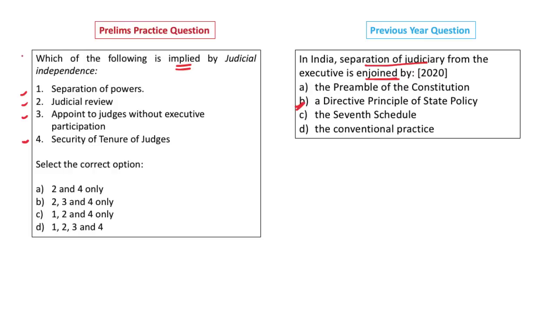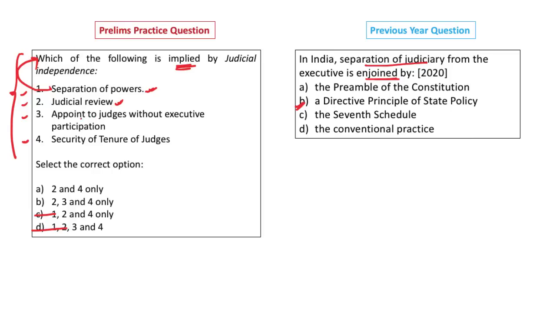Now, attempt this question very, very sincerely. Which of the following is implied by judicial independence? See, separation of power calls for judicial independence. So judicial independence is implied by separation of power and not the other way around. So you won't have separation of power as an answer. Judicial review is required for judicial independence so that the legislature and executive, via laws or regulations, do not start to encroach on the power of judiciary. So for judicial independence, you require judicial review. So judicial review is implied by judicial independence.